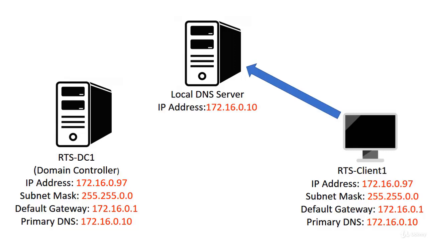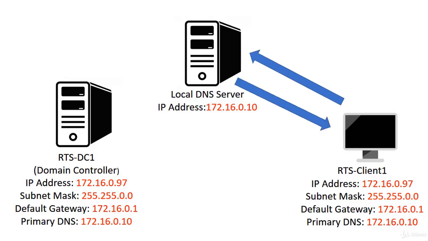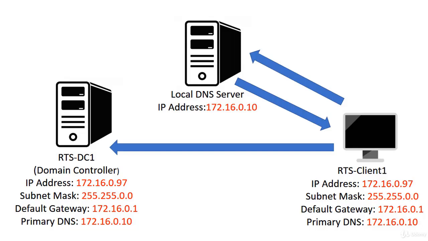That query leaves the client, goes to the DNS server. The DNS server has service location records for all of the domain controllers in the domain. The DNS server finds that record. It sends it back to the client computer. The client computer now knows the IP address of a domain controller. The client will then forward its authentication request directly to the domain controller that it was given from the DNS server. There are quite a few moving parts in this process.